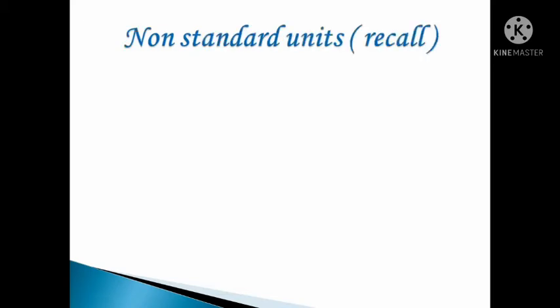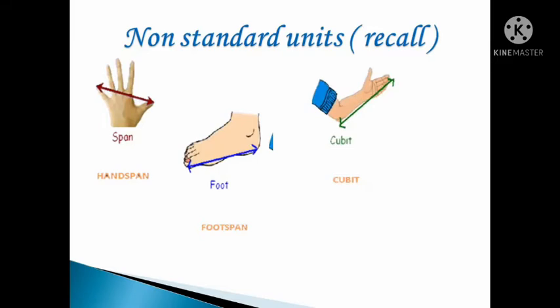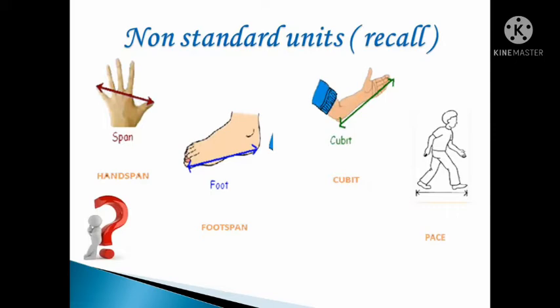Before starting class, we can recall the previous class. I told you already you have learned non-standard units like span, foot, cubit and pace. Span means the distance between your thumb finger and your small finger. And cubit means from your fingers' edge to your elbow edge, this is called a cubit. And pace means the distance of your one step, it's called a pace.